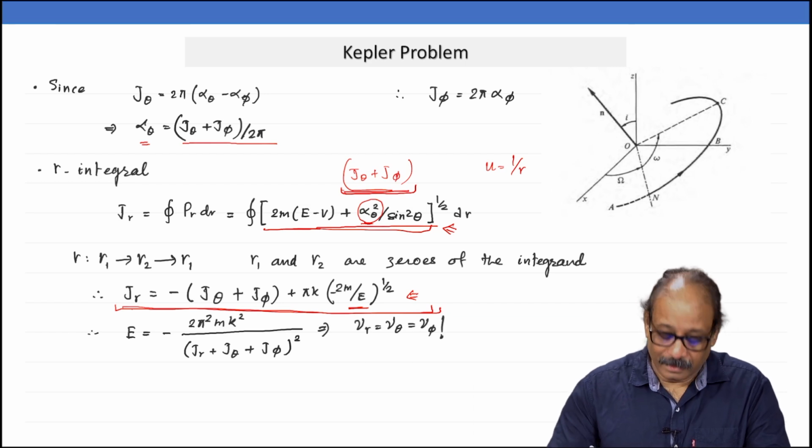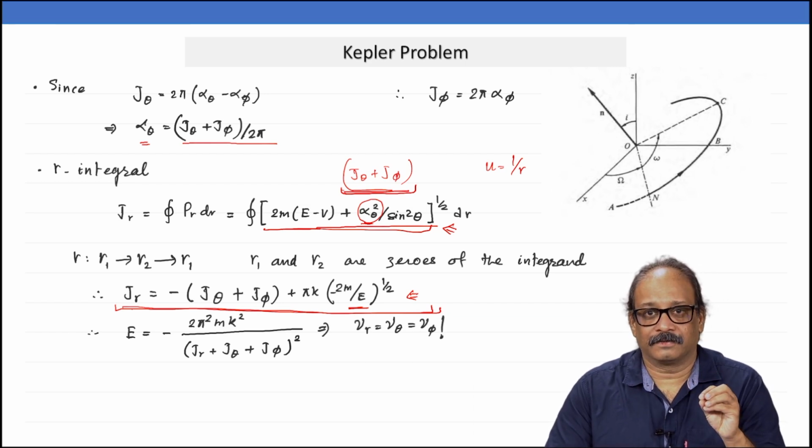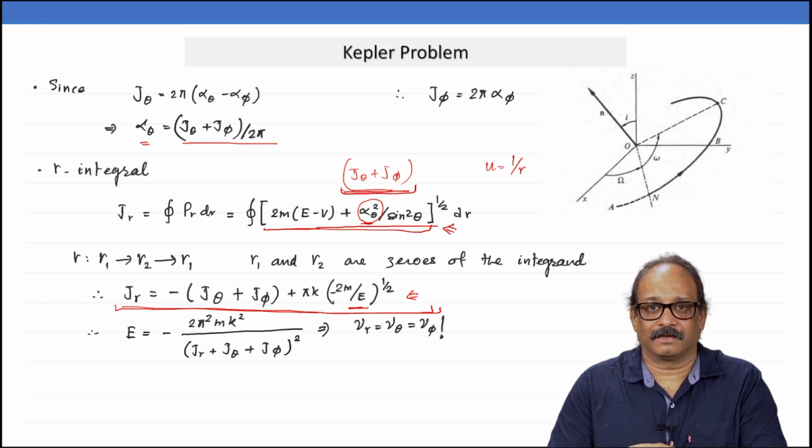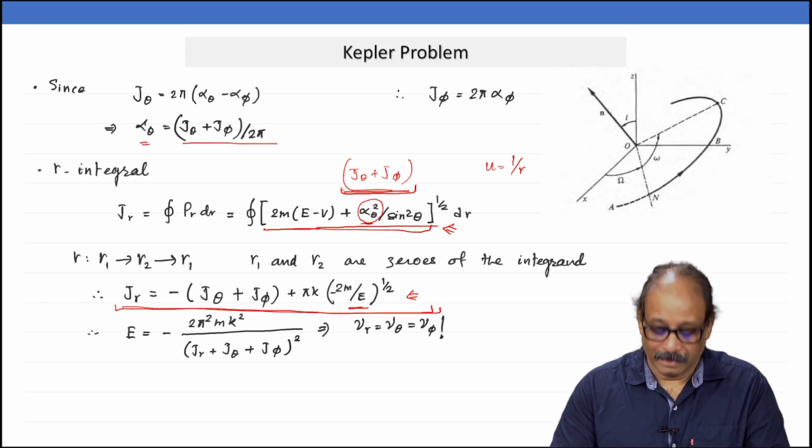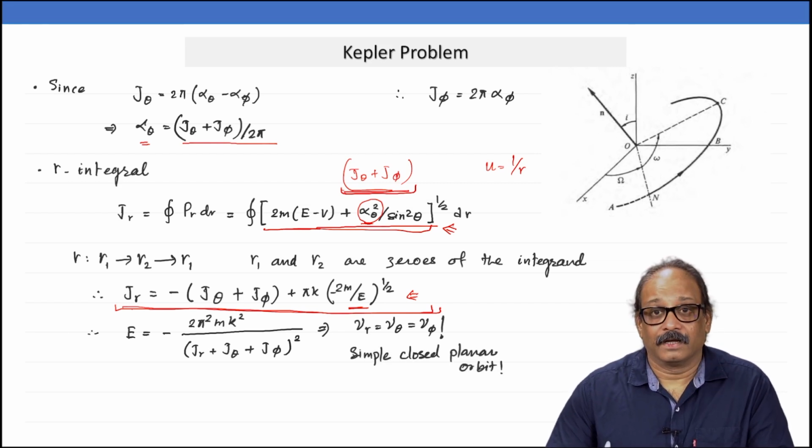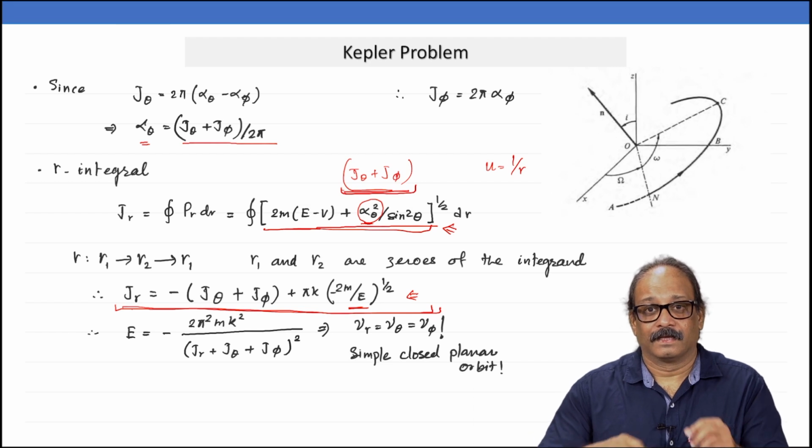What does that mean? The frequency of oscillation of r, the frequency of oscillation of theta and the frequency of rotation of phi, all these are equal. That is it. See, all frequencies are equal. And what is the meaning of that?